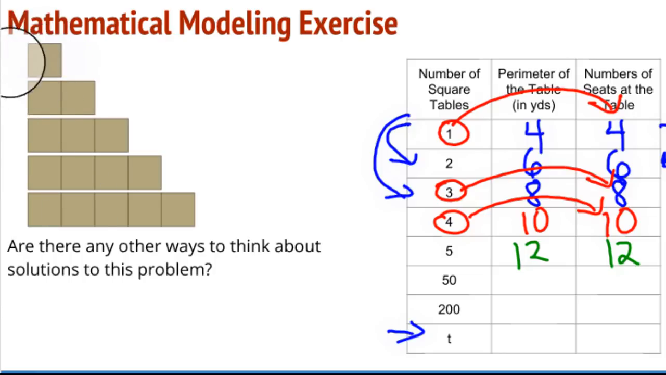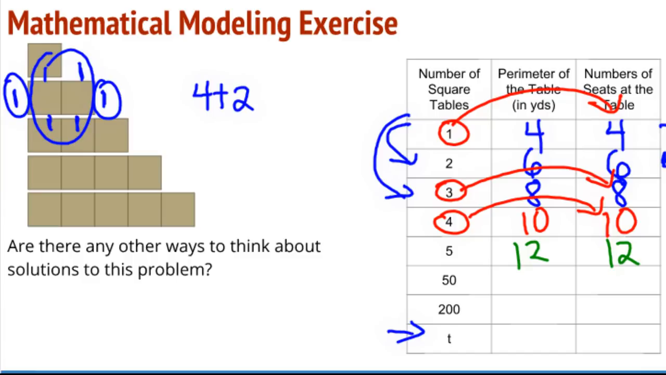When the second table comes in, I've still got the 2 people sitting on the ends. But I have added another pair on the sides. And when I add them up, I notice that I've got 4 here plus 2 here. So I have 4 plus 2. Up above, I had 2 plus 2.